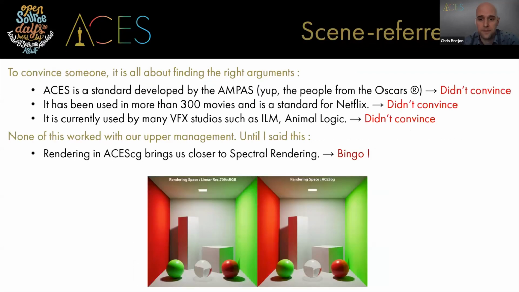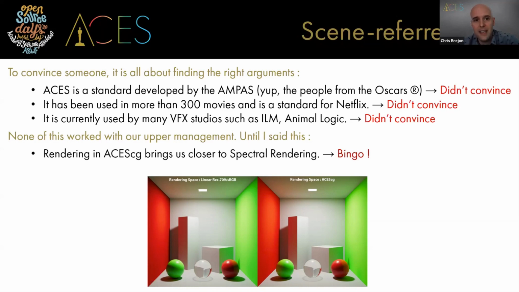Next slide, please. One of my tasks was to convince my supervisors. I really had to dig deep into ACES to find the proper way. I started with the most obvious reasons. ACES is a standard developed by the Academy, AMPAS. Yep, the people from the Oscars. Didn't convince. ACES has been used in more than 300 movies and is a standard for Netflix. Didn't convince either. ACES is currently used by many VFX studios such as ILM, Animal Logic or Framestore. Didn't convince. Finally, it is this one sentence that tipped the balance in favor.